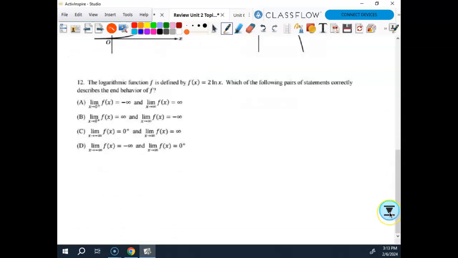12, log function. This is a natural log. Remember, don't be afraid of natural logs. We basically just graphed it right above it so we know what the graph looks like. And we have to do our limits. So the limit as we go to the left, I cannot make it to negative infinity, so I can eliminate C and D. I'm definitely going to 0 from the right. As that happens, I'm going to negative infinity. And then as x approaches infinity, f of x goes to infinity. So the answer is A.